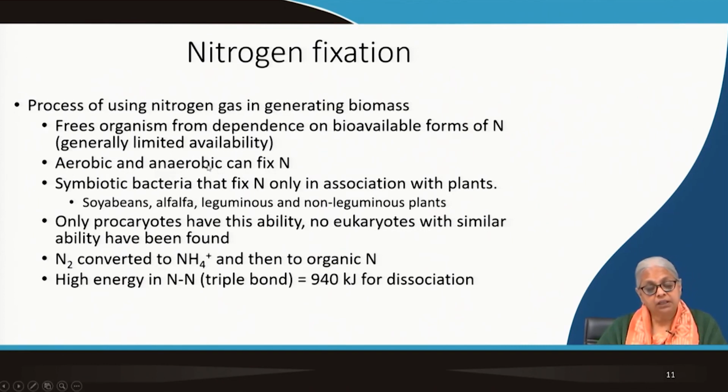And you can have aerobic as well as anaerobic bacteria that are capable of fixing nitrogen. You can also have symbiotic bacteria that fix nitrogen only when they are associated with certain plants. So soybeans, alfalfa, leguminous as well as non-leguminous plants are known to have symbiotic relationships with nitrogen fixing bacteria. Only prokaryotic or bacterial species have this ability. As of now, no eukaryotes have been found with a similar ability. Nitrogen can be converted to ammonium, and then to organic nitrogen. So you have high energy in the triple bond that's available.